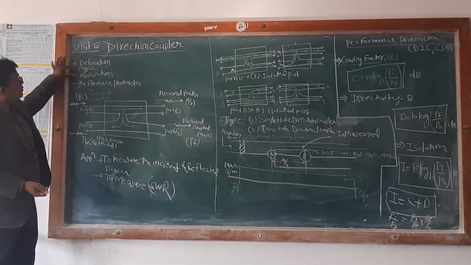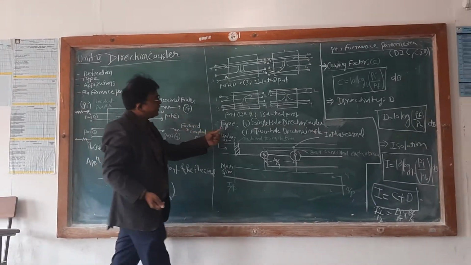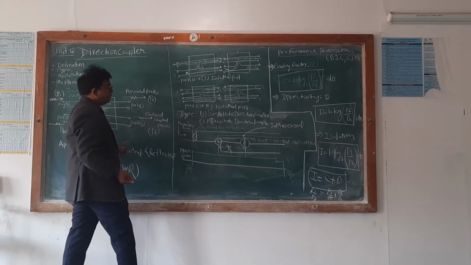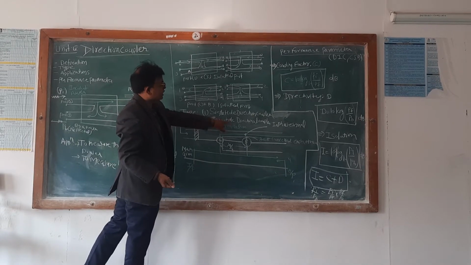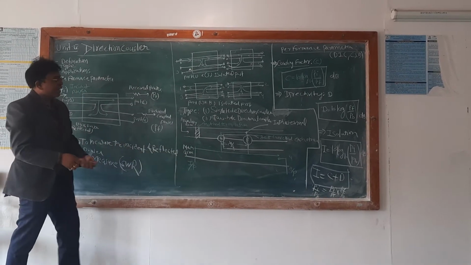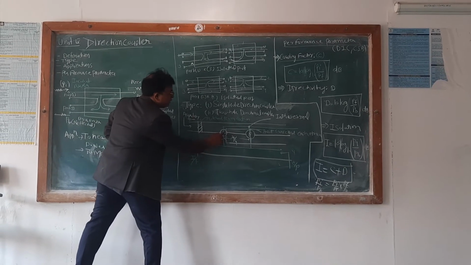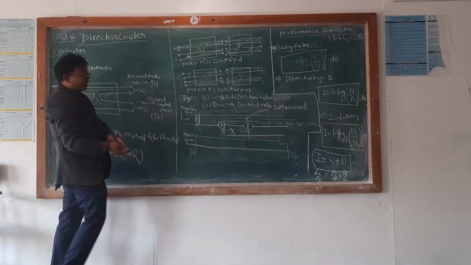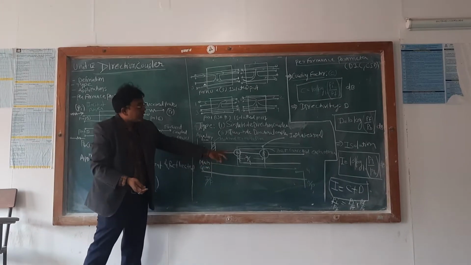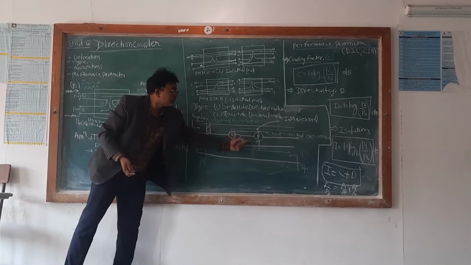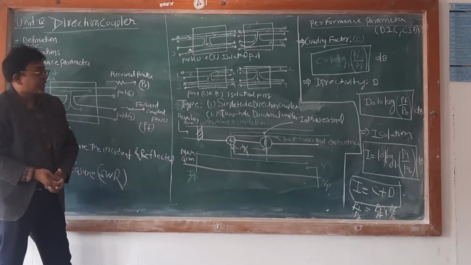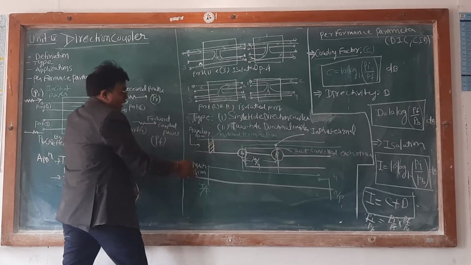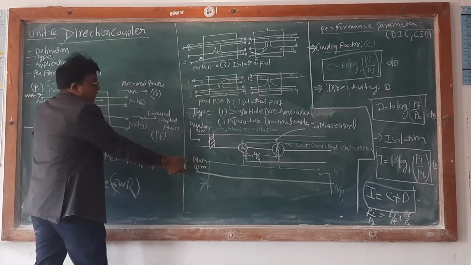Now come to the types of directional couplers. Here we have two types. The single directional coupler we have studied. Now we have the two-hole directional coupler. In this you can see that we have two holes. We have seen these directional couplers in the laboratory also. These are the two holes A and B, separated by lambda g by 4 distance. This arm is called the auxiliary arm, and this arm is called the main arm.